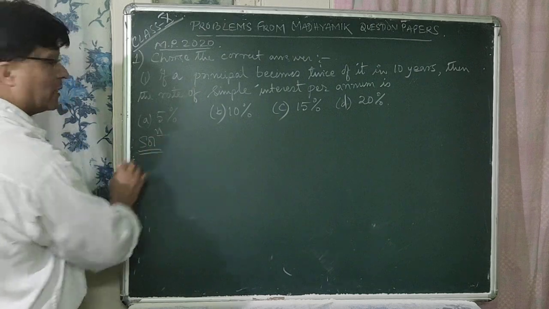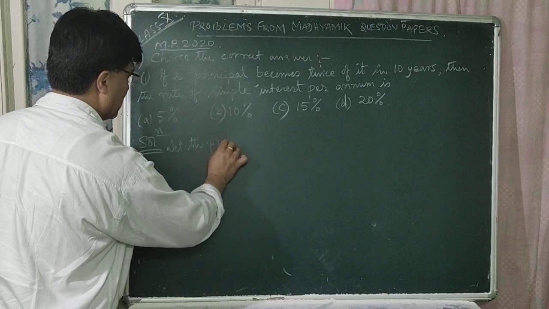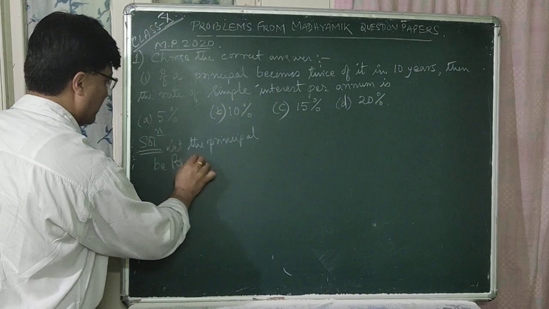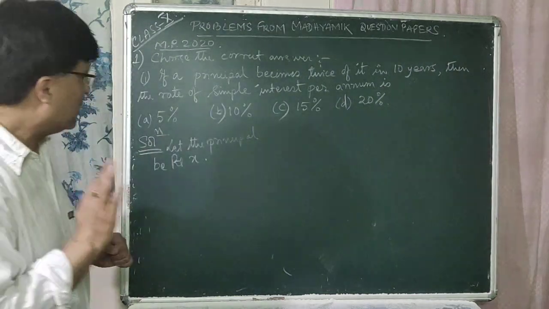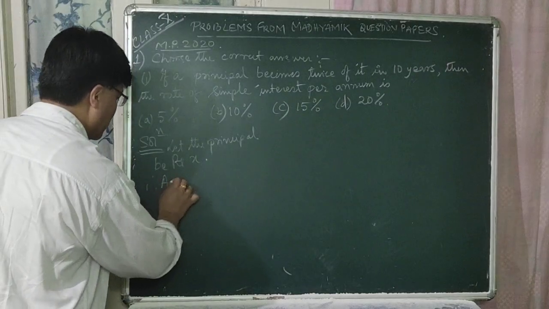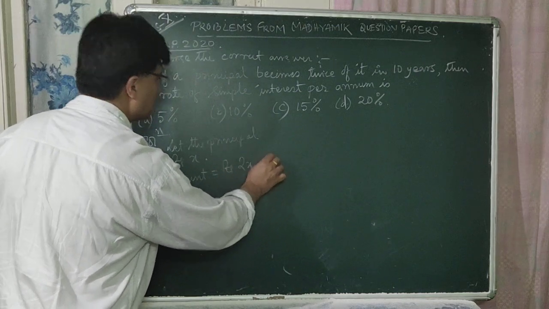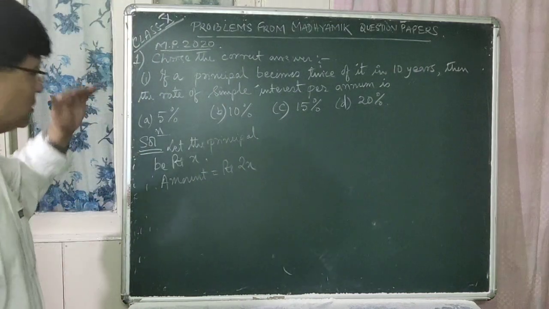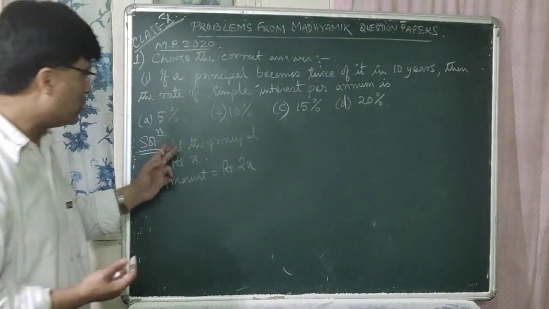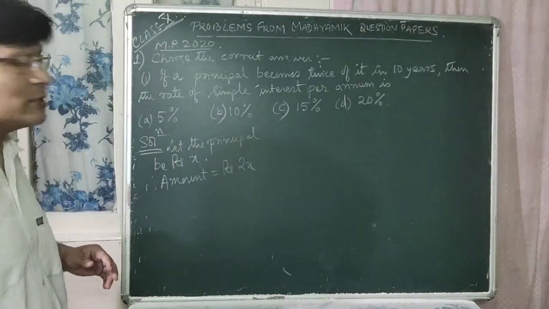So now let us do this problem. Let us assume the principal as rupees X. Let the principal be rupees X. So in 10 years it will be doubled. That will be your amount. So therefore amount is equal to rupees twice X. In how many years? 10 years. This principal will be double itself after 10 years. So if the principal is rupees X, then double is the amount. So amount is equal to rupees 2X.